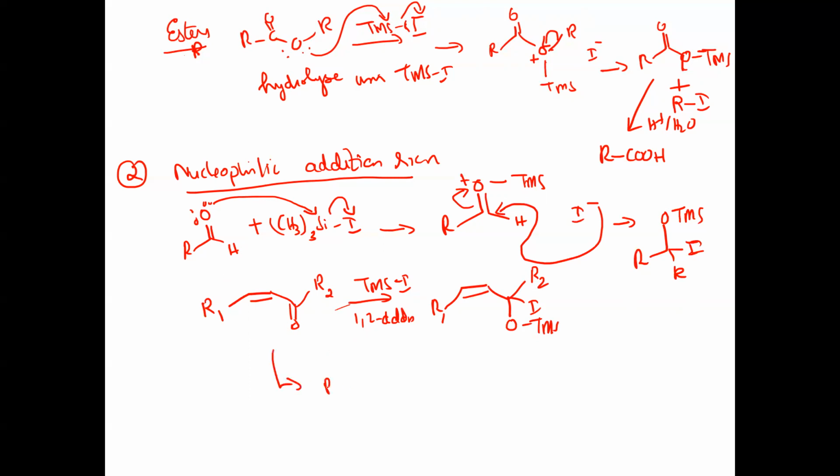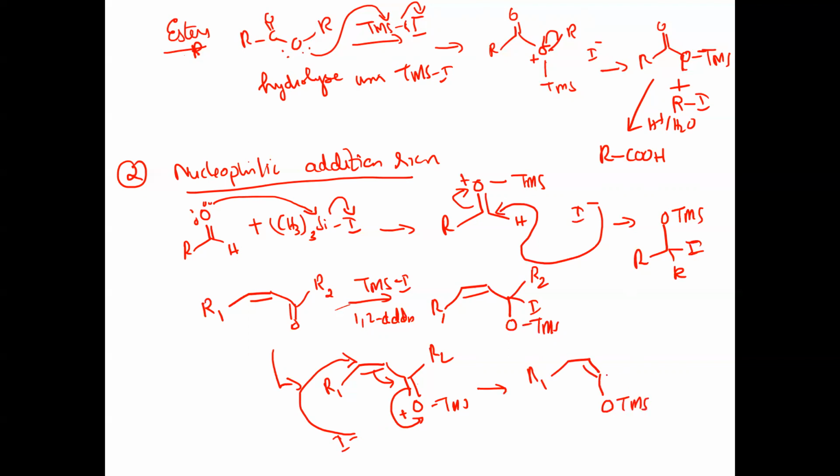So I have to write the mechanism here. Double bond O, TMS, R2 plus. What can happen is that I minus can also attack the fourth position. Now the bond shifts like this and it goes like that. In that case, we'll be getting R1, O TMS, R2 is formed. Okay, so it is 1,4 addition. This 1,4 addition is happening. It is the second example.